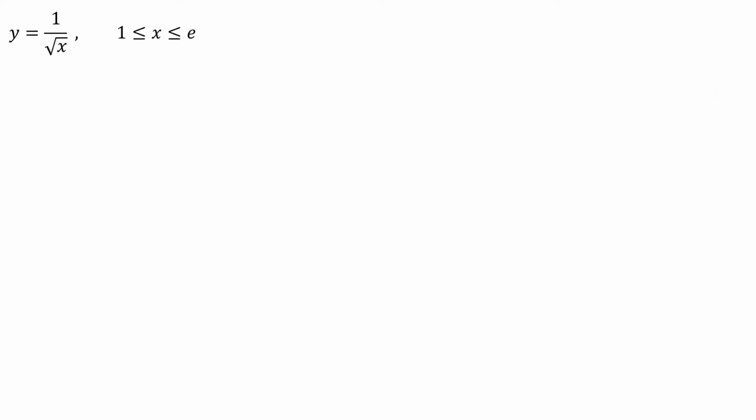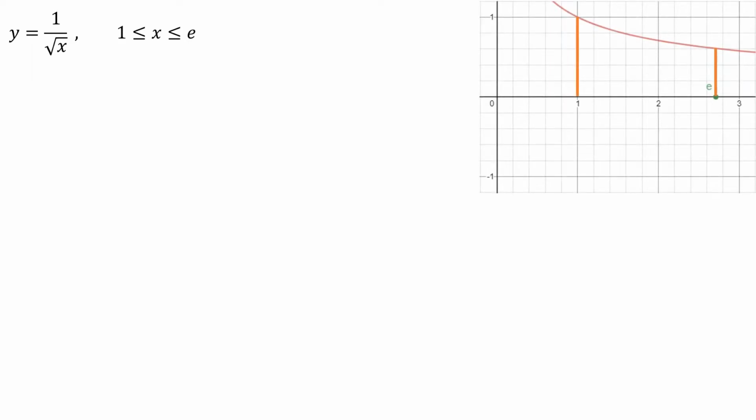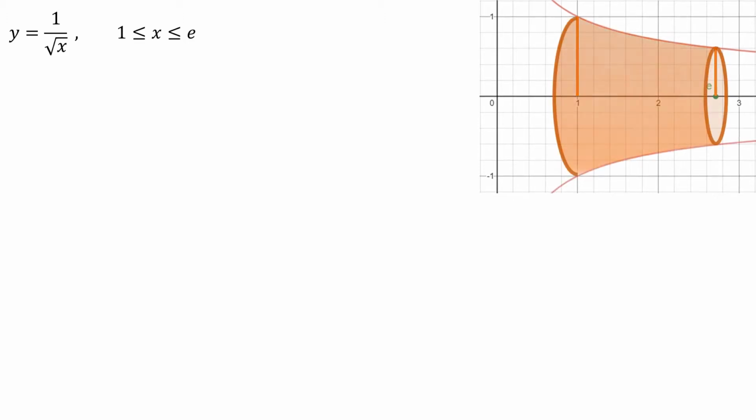1 over square root of x. Of course, Desmos can graph that curve for me. Notice today we're not starting at 0. We're going to actually start at different numbers. This one we happen to start at 1, and we'll stop at e. There's my attempt at making it look like a 3-dimensional object after rotation.